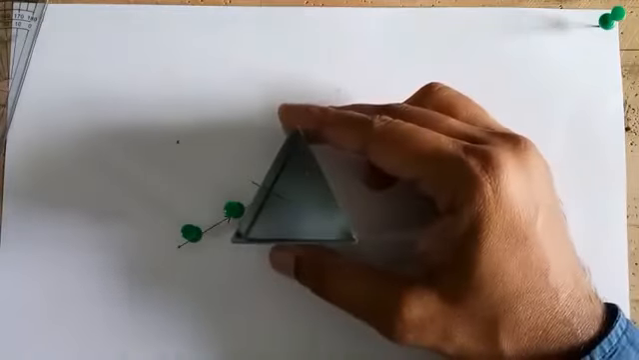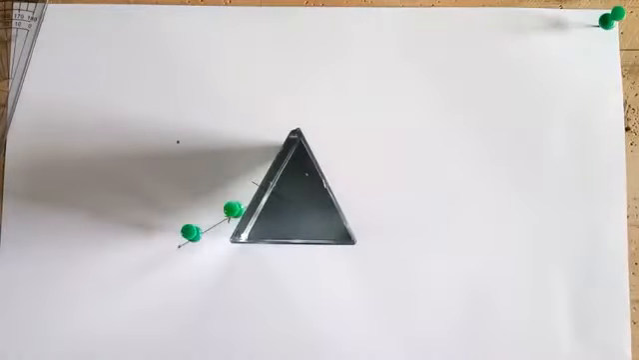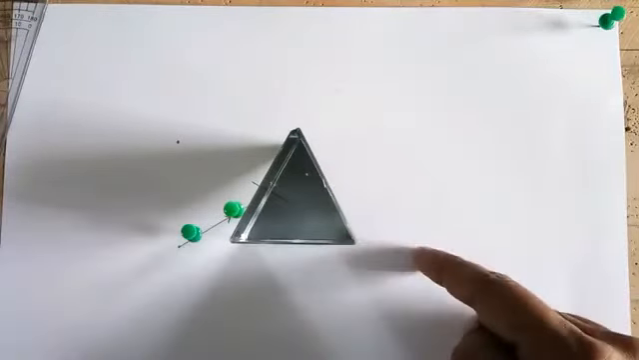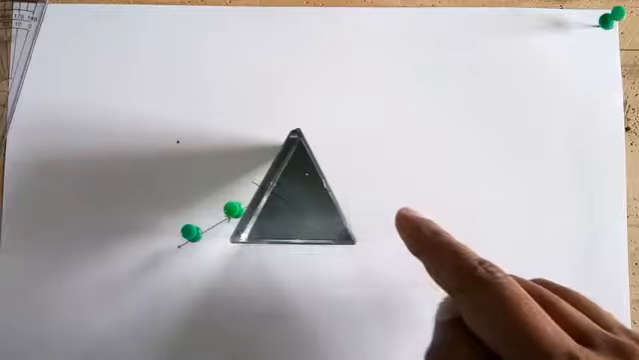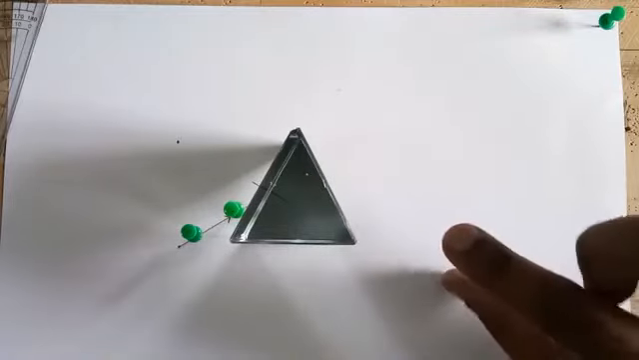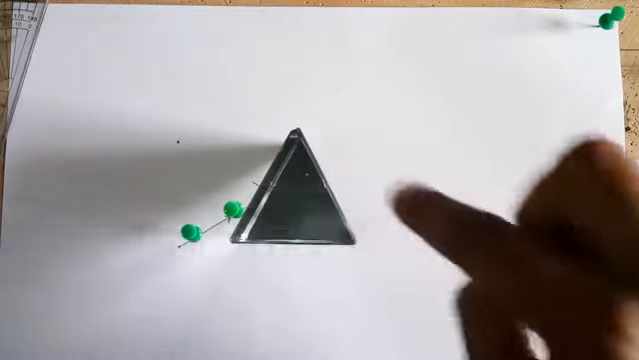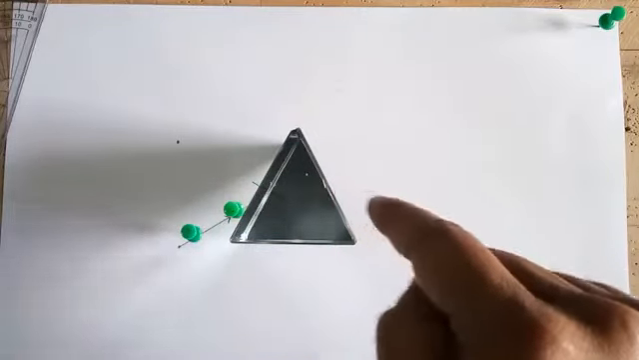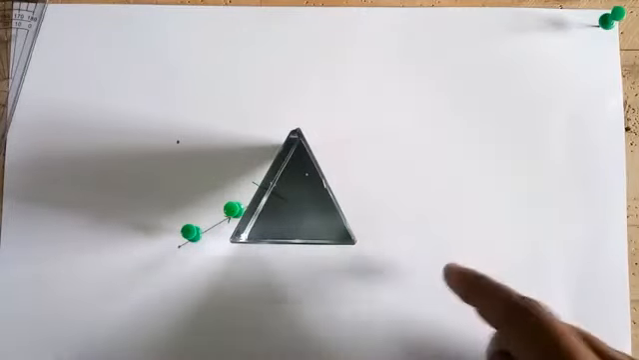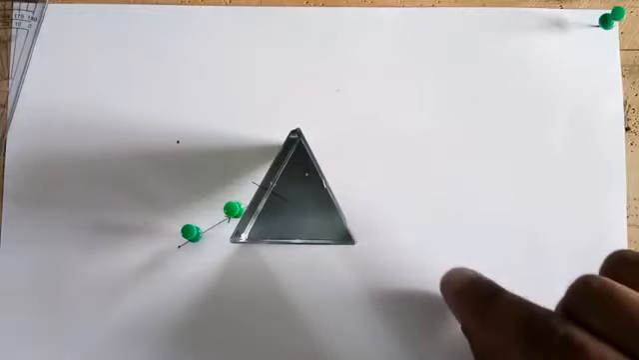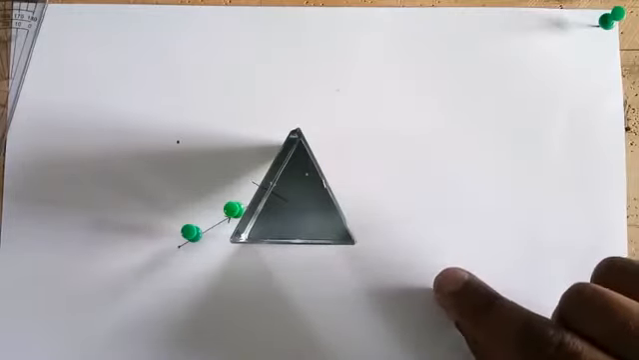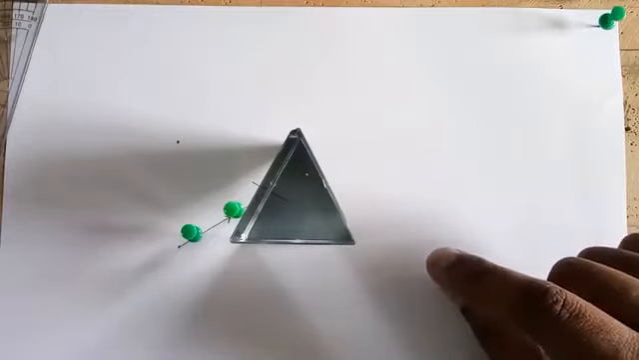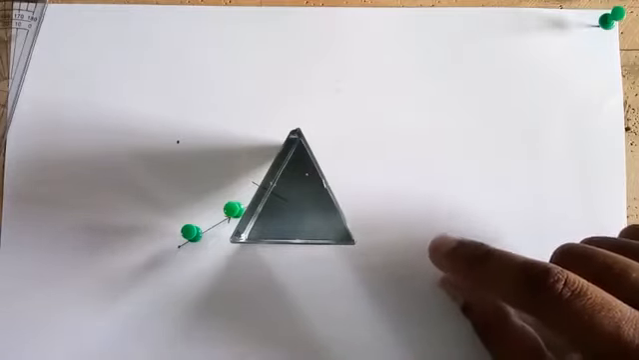Now you are supposed to see these two pins from this side. They will be visible to you. I will be seeing these two pins from this side, because this is the incident ray, that would be the refracted ray, and the emergent ray would be somewhere over here. So I need to see the pins from here. And you need to see it very carefully with one eye closed to avoid the parallax error.